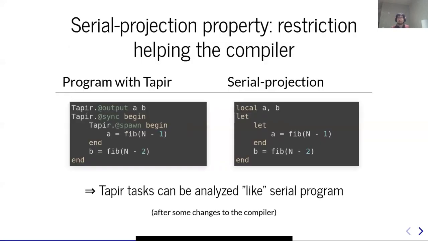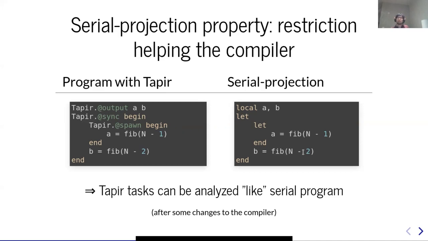So I've been saying "acts like", but it actually has a proper meaning, which is called the serial projection property. It means that the programmer has to make sure that the program written using Tapir, something like on the left-hand side, can be executed as the program like the one on the right-hand side. So the Tapir output can be converted into local variable declaration, and sync and spawn are converted into let blocks. This program is called the serial projection of the original program.